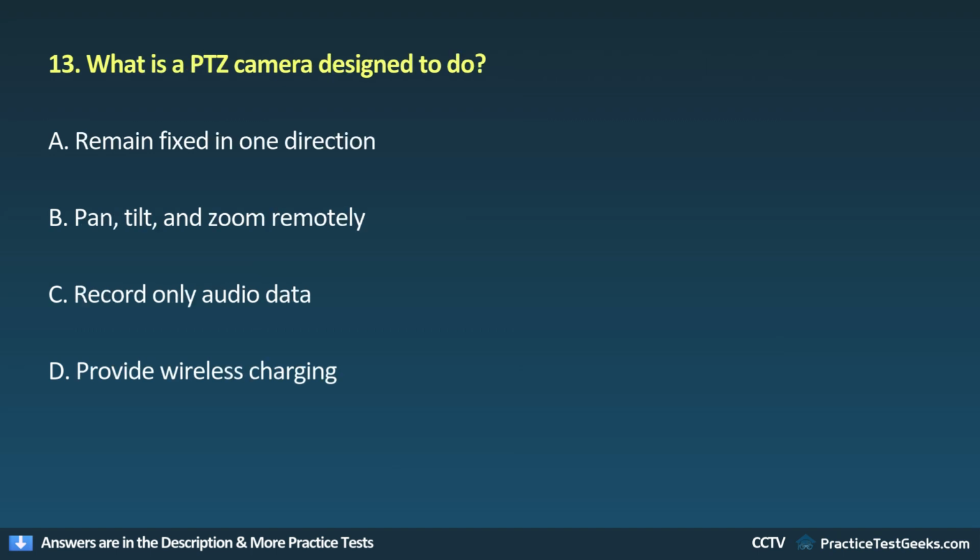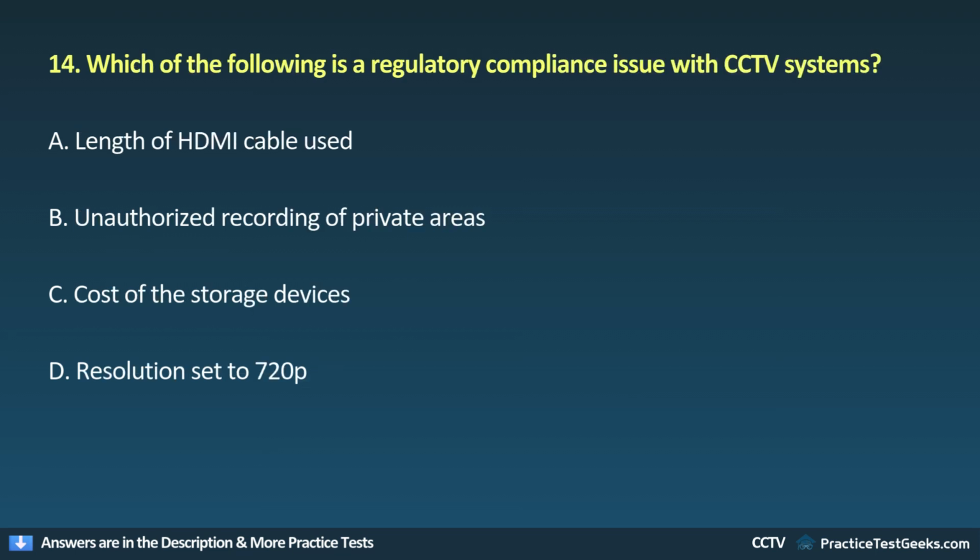13. What is a PTZ camera designed to do? A. Remain fixed in one direction. B. Pan, tilt, and zoom remotely. C. Record only audio data. D. Provide wireless charging.